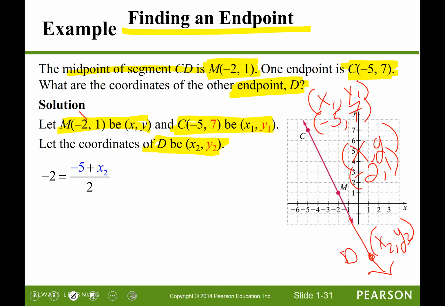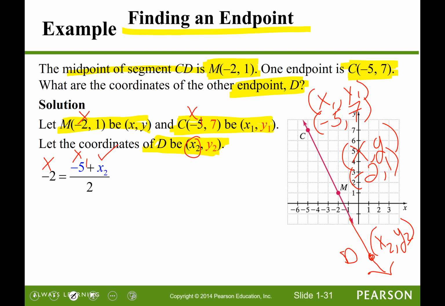This is the regular x, so that's why you see the x right there. It's equal to, here is our x sub 1, that's why you see the negative 5 there. Our x sub 2 is the unknown, that's why you see that there. And then you divide by 2.